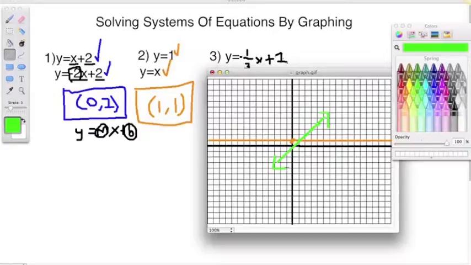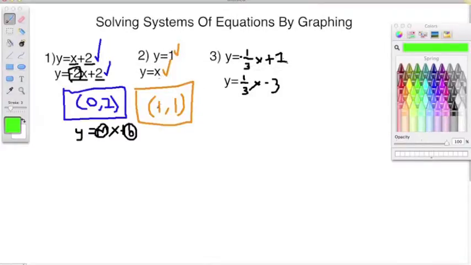Okay, so where do they intersect? Well, if you look, you see that they both intersect at 1, 1. And if you input that, 1 does equal 1 and 1 does equal 1. So both of them end up to be true if this is the right thing.